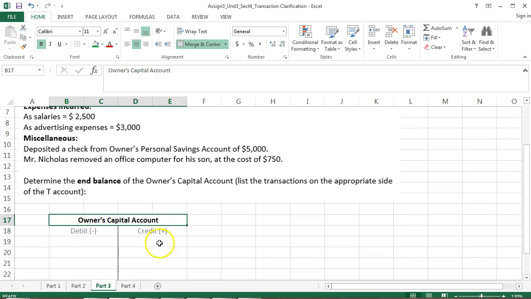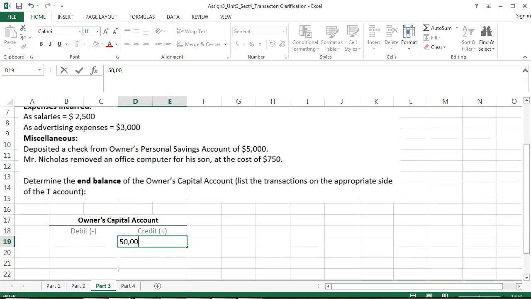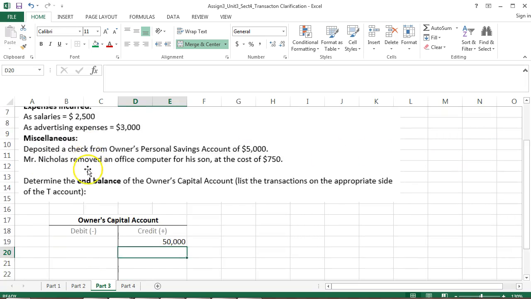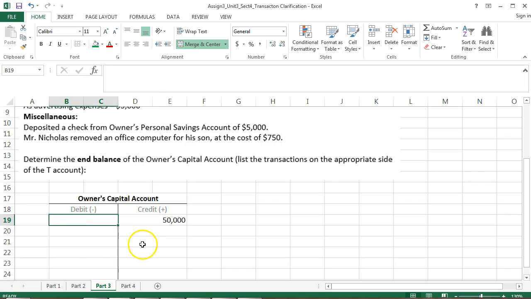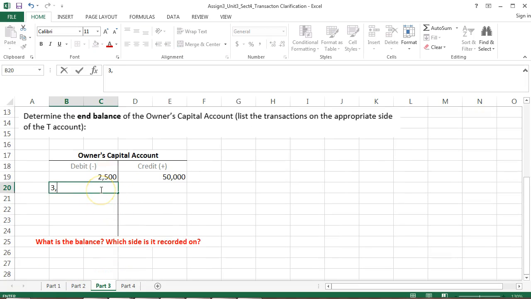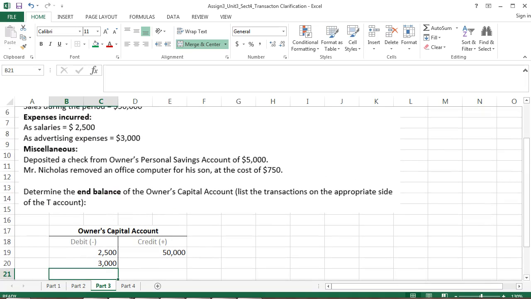So revenue, that's going to increase our business by $50,000. Salaries expense, an expense is going to decrease our business, so $2,500. Then we have an advertising expense for $3,000. And we have a deposited check from owner's personal savings. So again, we talked about how that's an investment into the business. We don't care about the owner's personal savings account. We only care about how it affects the business. So that's an increase to the business by $5,000.